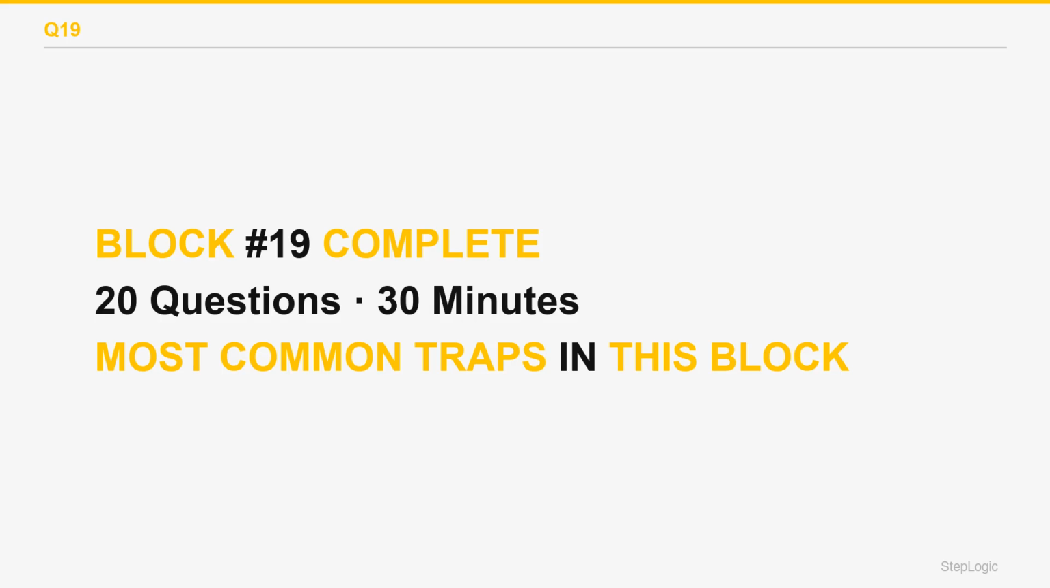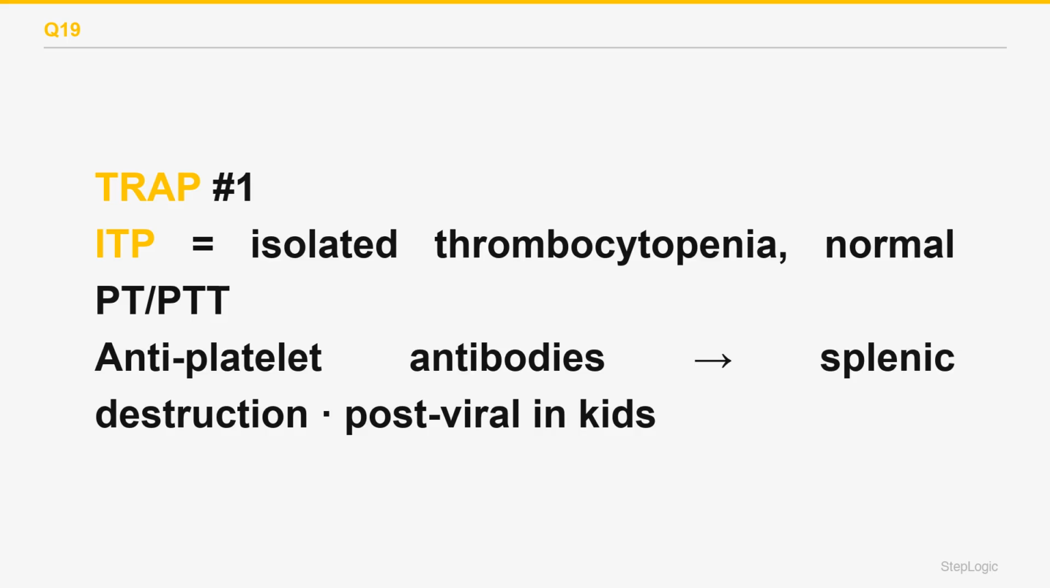Block 19 is done. Let's review the 5 biggest traps from this block. Trap 1. Immune thrombocytopenic purpura is an isolated low platelet count with normal coagulation times caused by antiplatelet antibodies and splenic destruction. Normal PT and PTT separate it from DIC.